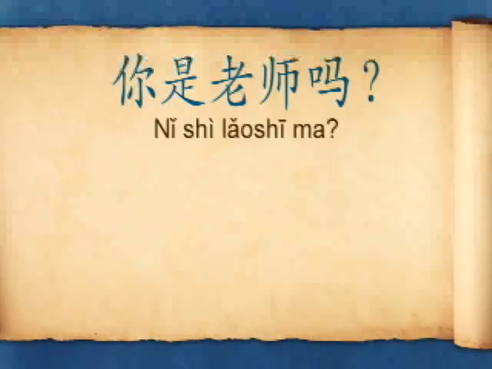To answer the ma question, a yes or no question, the Chinese don't always say 是的 or 是 for yes and 不是 for no. They repeat the verb used in the question to answer yes and say the negative form of the verb for no. For example, the question 你是老师吗? Are you a teacher?